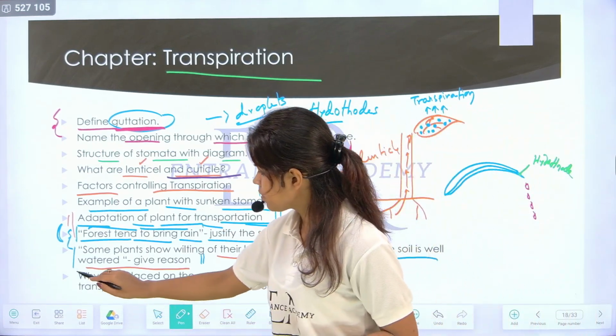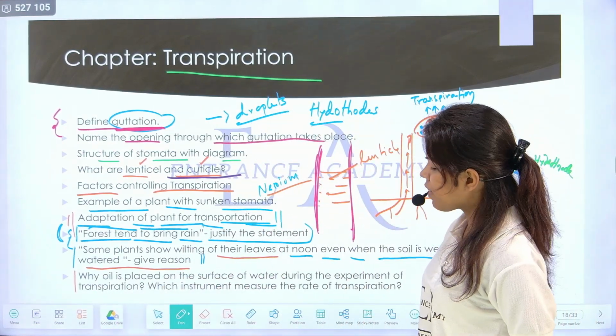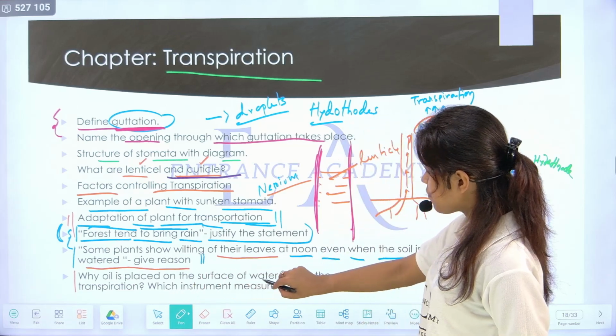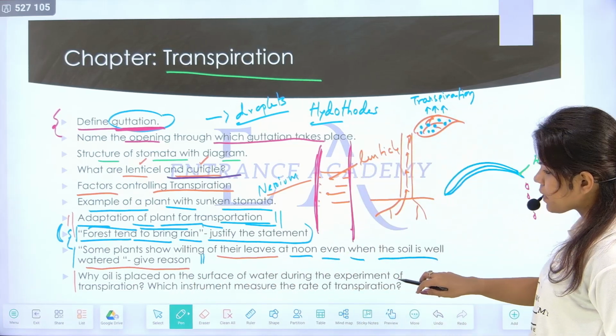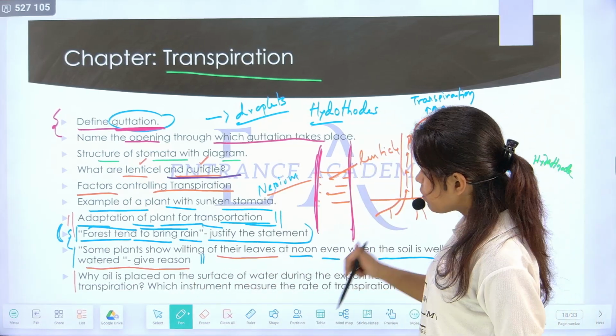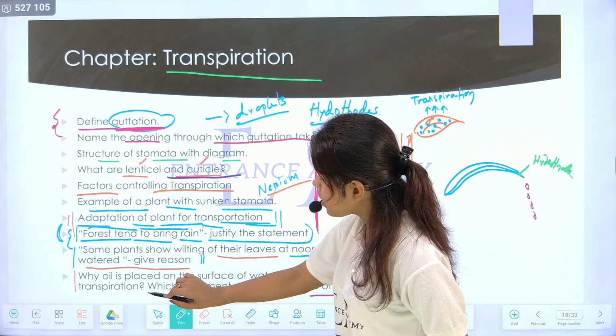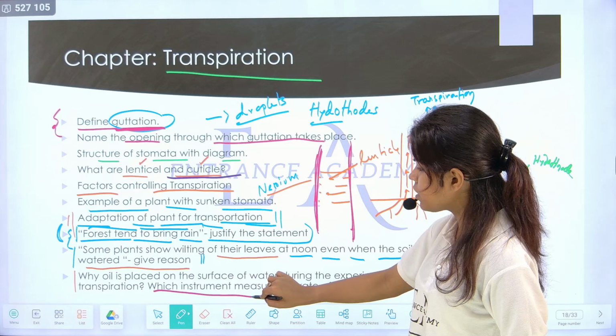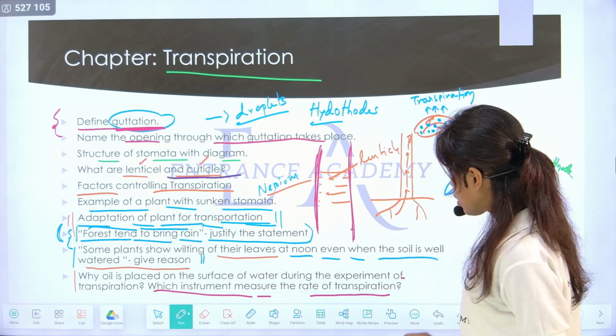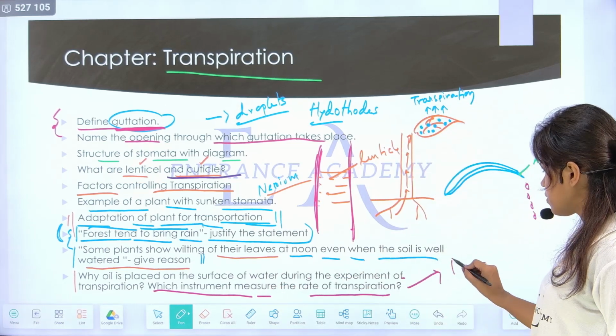Last question. Why is oil placed on the surface of water during the experiment of transpiration? Which instrument measures the rate of transpiration? First, I will answer the second part of this question. Which instrument measures the rate of transpiration? The answer is potometer.